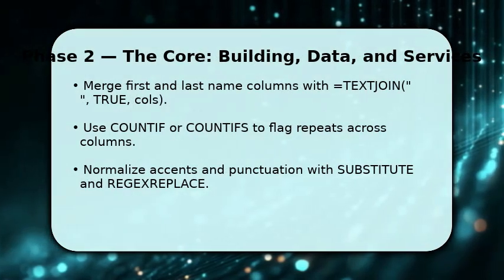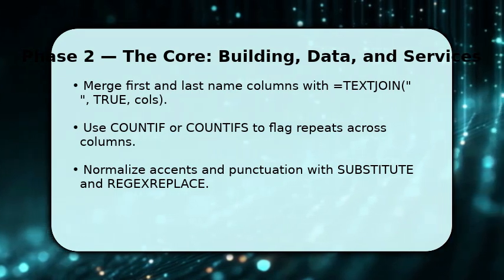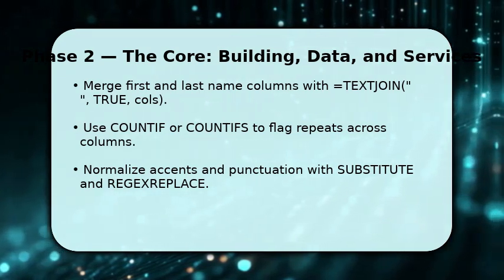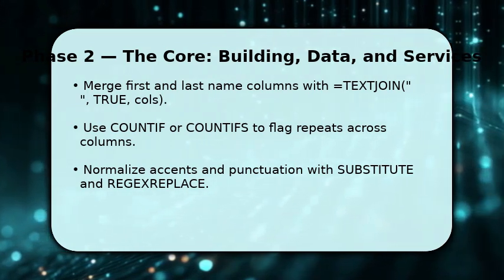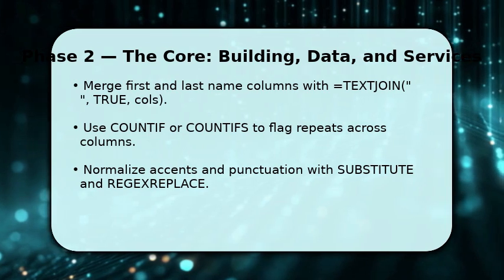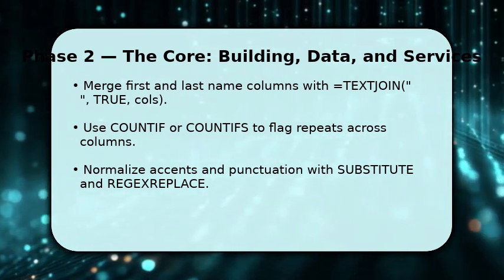Now deal with trickier cases. When names split across columns, combine them using =TEXTJOIN. TRUE, range, so comparisons are uniform. Next, create a flag column with =COUNTIF(full range, cell), or COUNTIFS for multi-field matches. Any value greater than 1 marks duplicates.